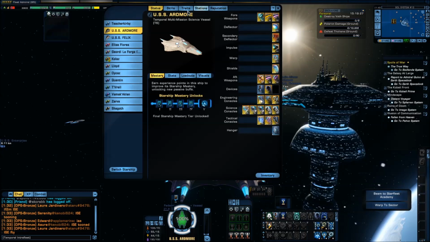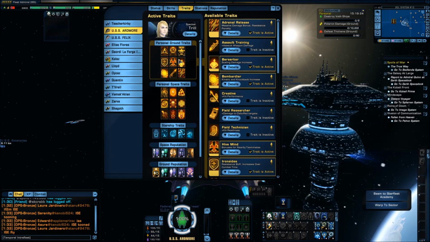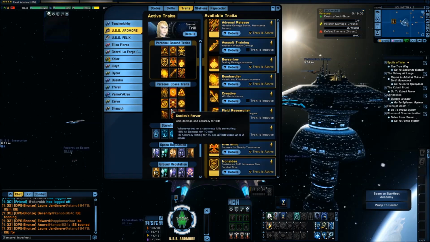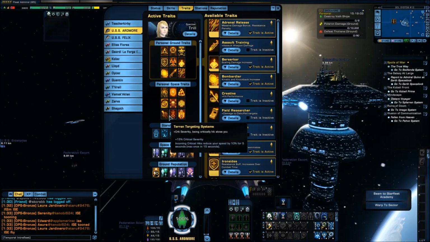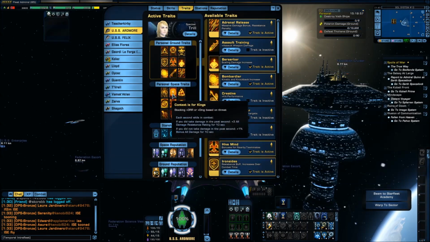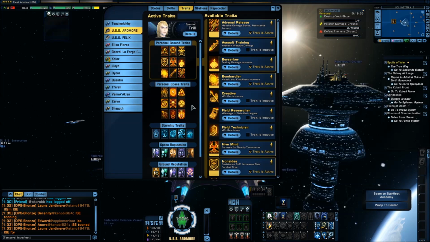Now, let's take a look at gear. All right, actually, no. Sorry, let's take a look at traits, because traits are the next thing. I'm not going to talk about ground traits because that's not what we're here for. We're here for the space build. So I'm going to talk about personal space traits. Now, I do have some of the normal space traits that you would use on just about any build. For example, the ablative shell, duelist fervor, Terran targeting systems, your fleet coordinator, and contacts for kings are things you would find on a good portion of builds.